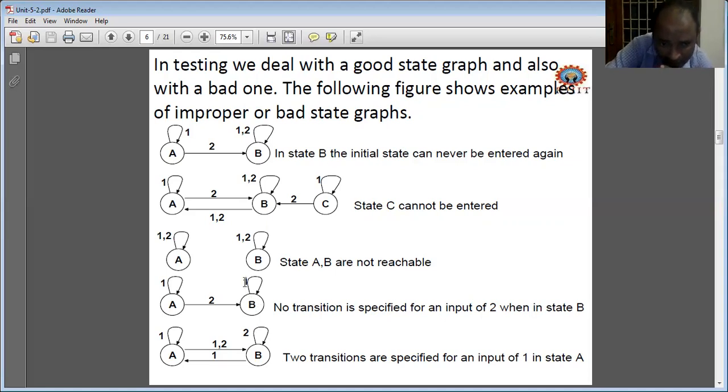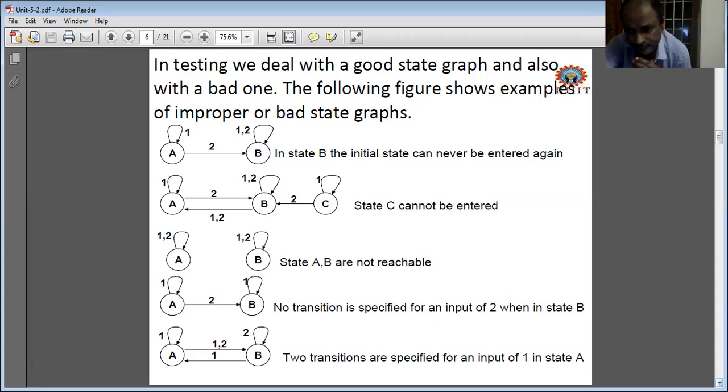Okay, in state B again you are writing 1. That is the problem. Here there are 2 transitions specified for an input of 1. So 2 transitions are specified, and this is also a problem. Two transitions specified for an input of 1 in state A. Here it is 1, here it is 1. That is the problem.